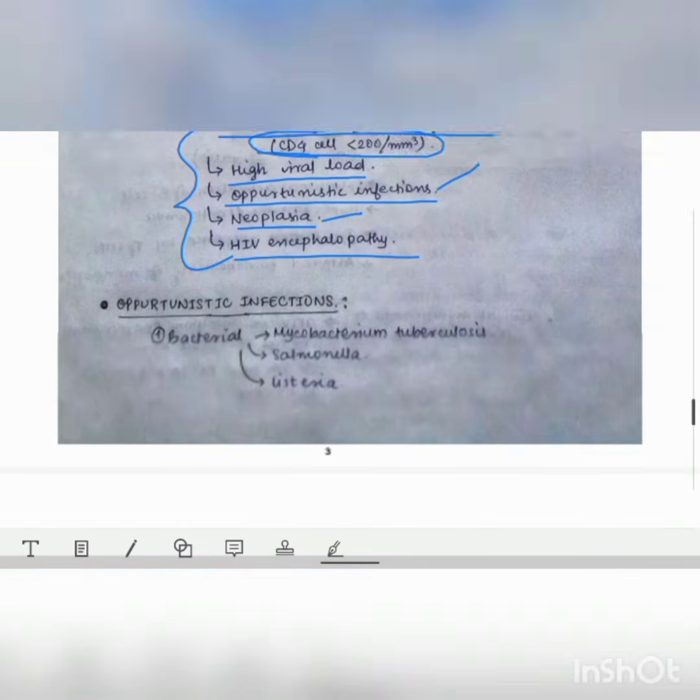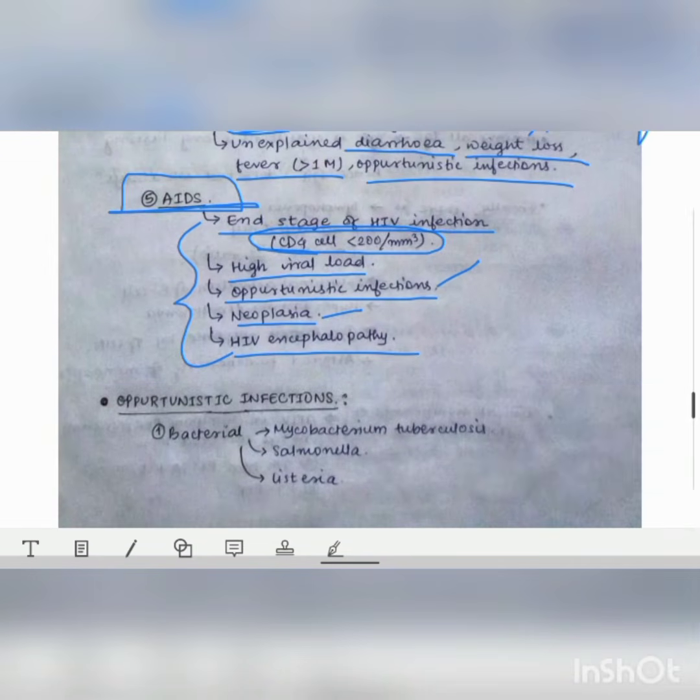Now coming to the opportunistic infections. These opportunistic infections are sometimes asked in the university theory exams, and it is very important to know about the opportunistic infections in HIV. We will see the opportunistic infections according to the type of organism: bacterial, viral, parasitic, and fungal.